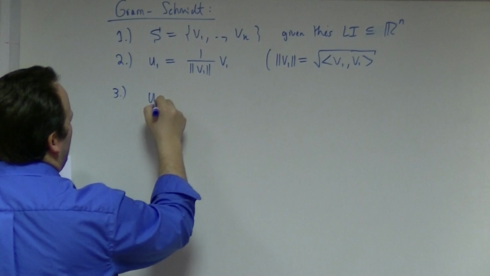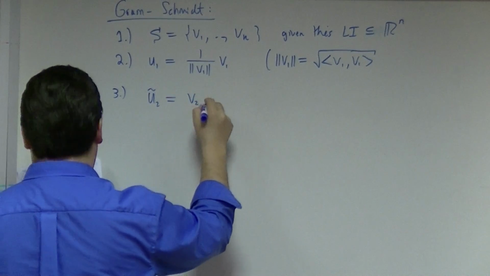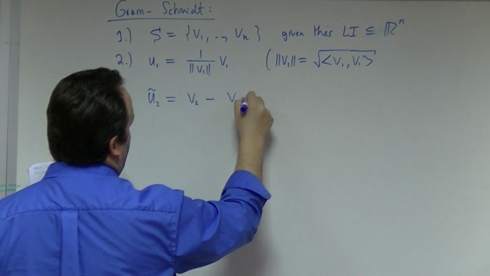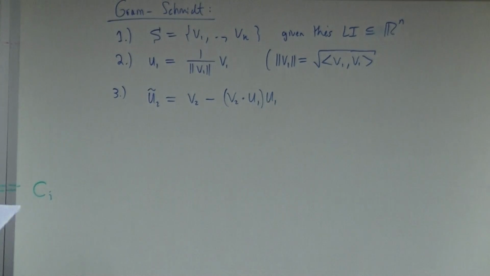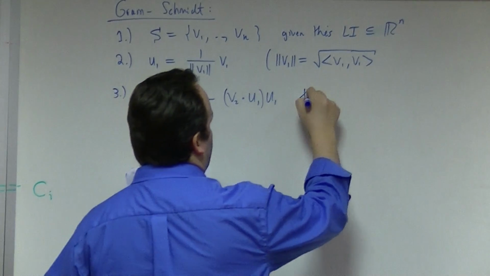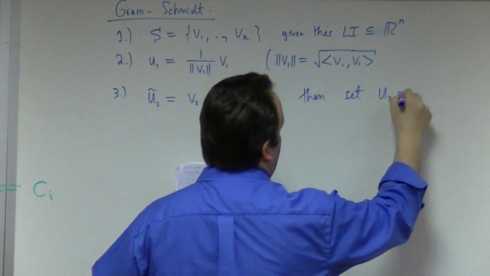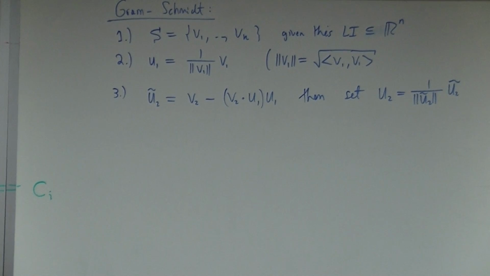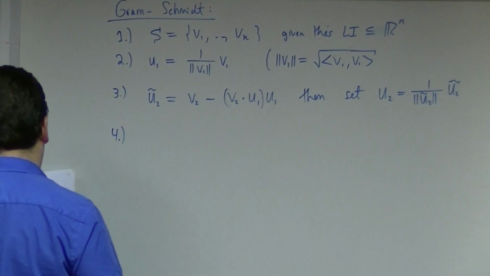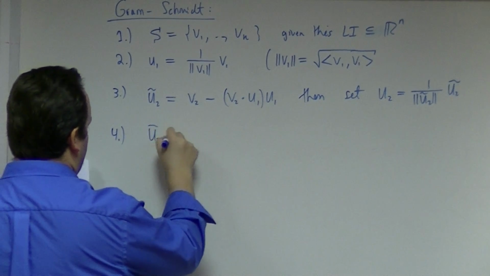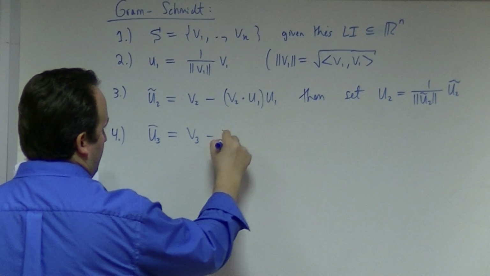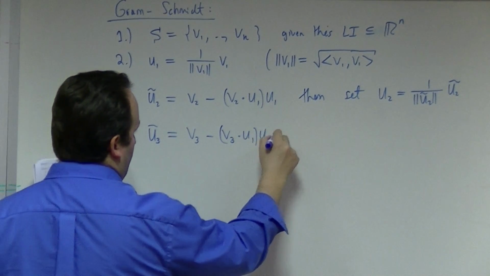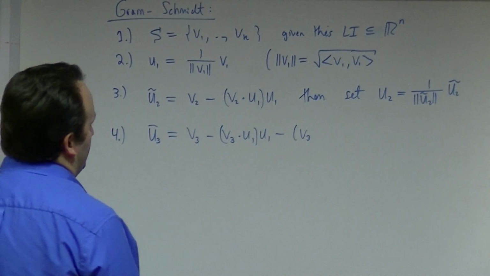Step 3, you let U2 tilde equal V2 minus V2 dot U1 times U1. That gives you a vector which is orthogonal to U1. But it's not necessarily normal. I mean, it might have length 2 or something. So you normalize this. So part of step 3 is then set U2 equal to 1 over the length of U2 tilde. So that makes U2 tilde into its unit vector, U2. Step 4, well, U3 tilde. What you do is you say V3 minus V3 dot U1... oh man, I'm using dot products again. Curses.